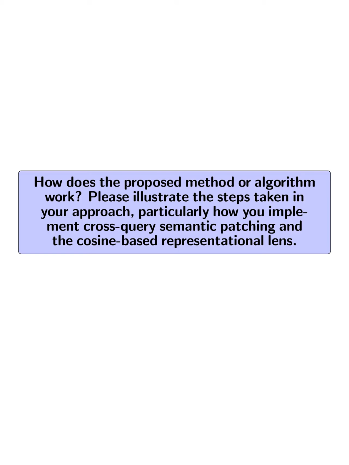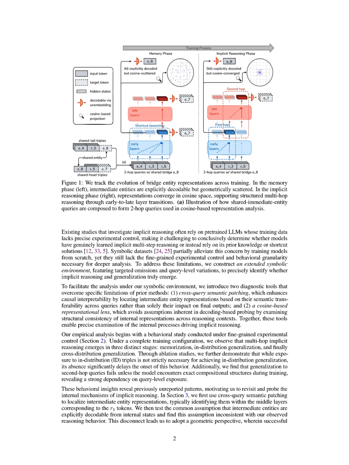How does the proposed method or algorithm work? Please illustrate the steps taken in your approach, particularly how you implement cross-query semantic patching and the cosine-based representational lens. The proposed method involves a structured approach to analyze implicit reasoning in large language models, LLMs, through two key diagnostic tools: cross-query semantic patching and a cosine-based representational lens.